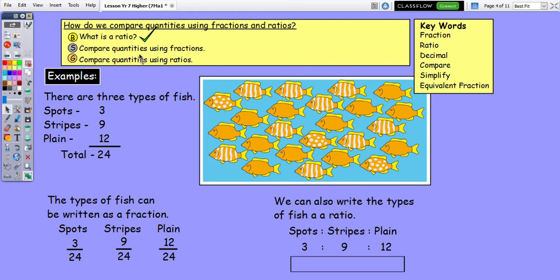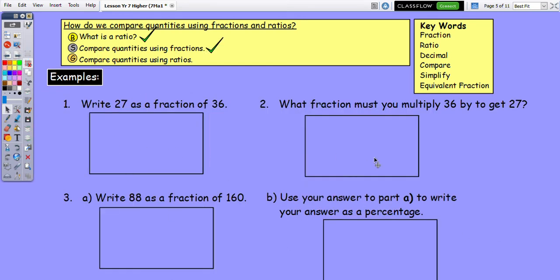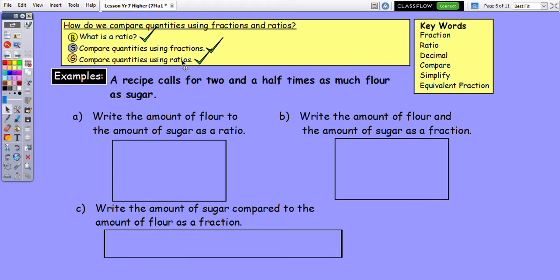We're now going to look at comparing quantities using fractions. What I've done is I've just written down some examples. So what I'd like you to do is pause the video, write down the examples, and we'll go through the answers. Brilliant. Now these are typical questions. We've got questions on fractions and we've also got questions on ratios. So we'll do the fractions first.